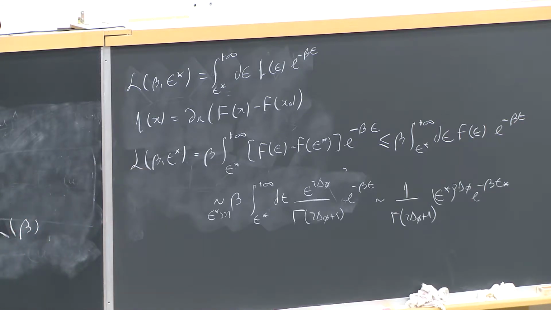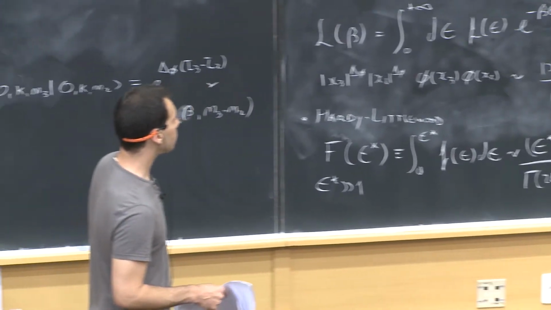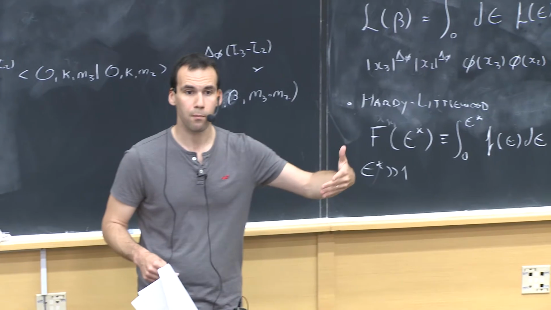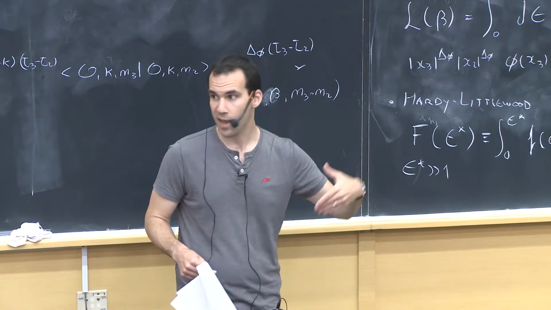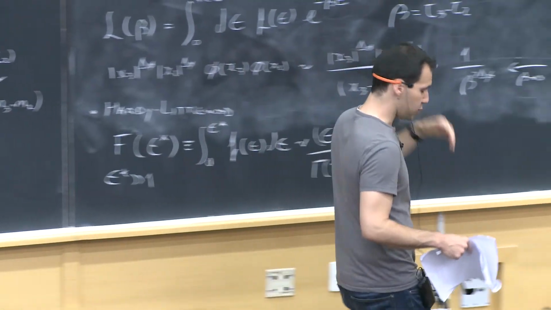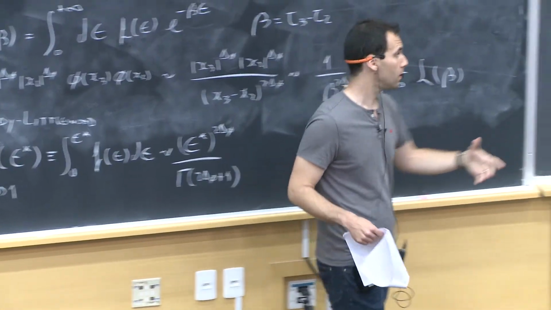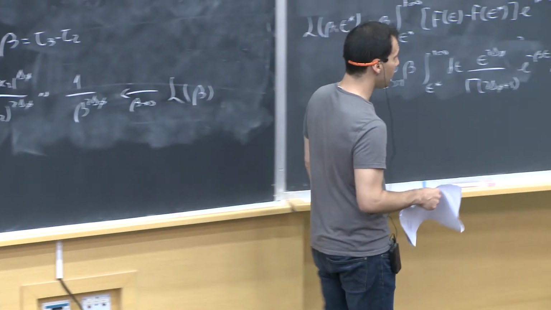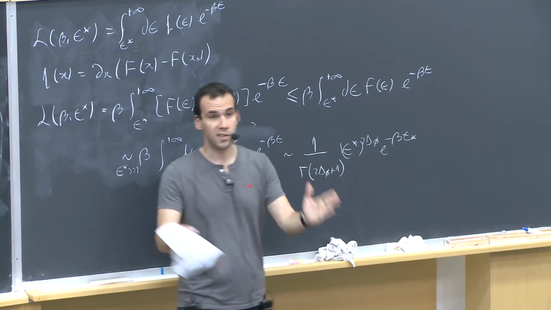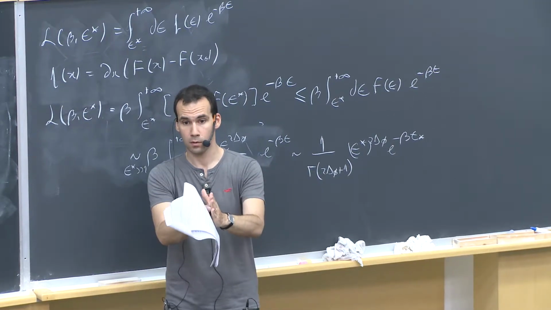So okay, we have this result. It tells you that the 4-point function, as you're doing the sum, converges exponentially fast as you include more and more states. Of course, the caveat is that there's a beta here, and beta is controlling the separation between x3 and x2.